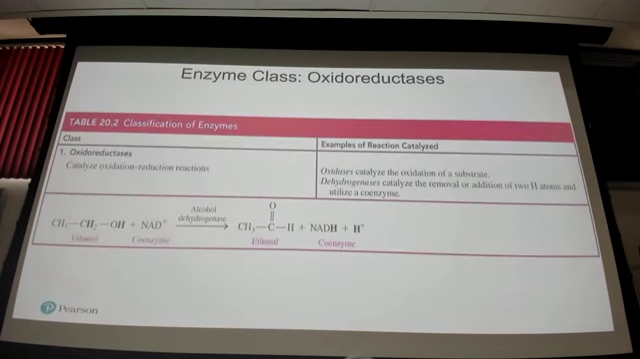So oxidoreductase catalyzes reduction and oxidation reactions. Well, that really doesn't help me. So I'm going to use the example they have here. Alcohol dehydrogenase is the enzyme right here, and what it does is it's removing 2 hydrogens, dehydrogenase, that's how it got its name. And so it's using a coenzyme, and this is an example of oxidation.